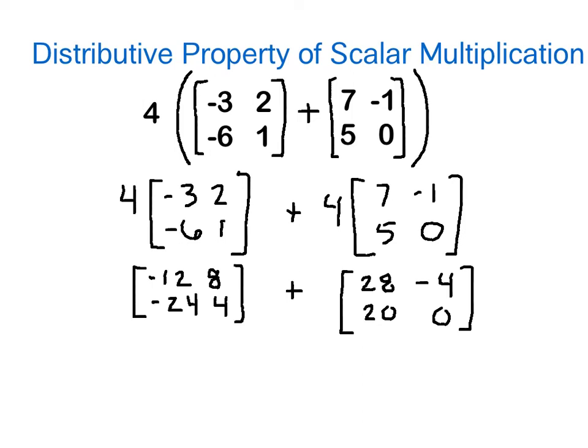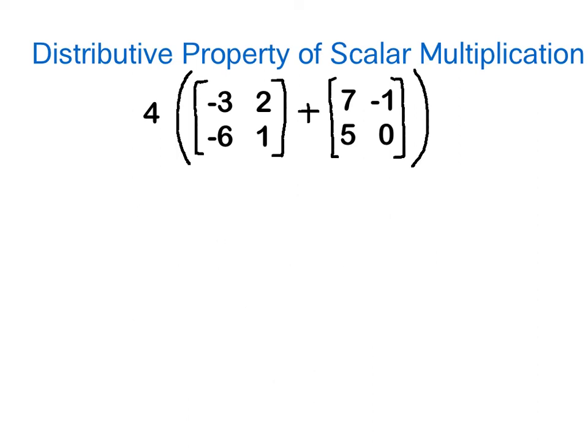And to finish evaluating this expression, all we need to do is add these two matrices together, and we need to remember our rules about matrix addition, where we always add the numbers that are in the same location of the matrices. So we're going to start by adding -12 and 28, and we get 16, and 8 plus -4 is 4. -24 plus 20 is -4, and 4 plus 0 is 4.